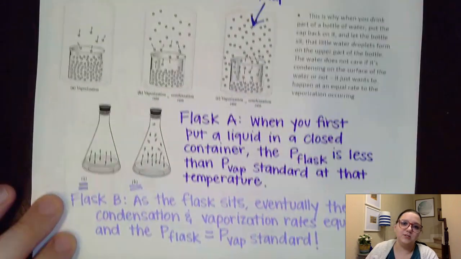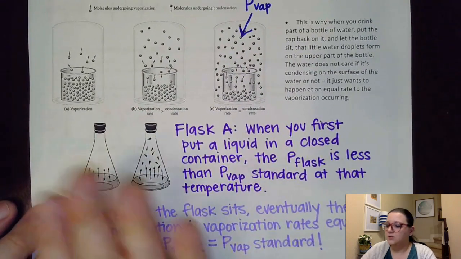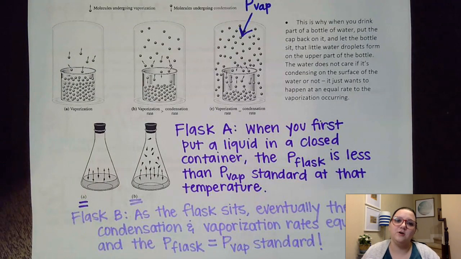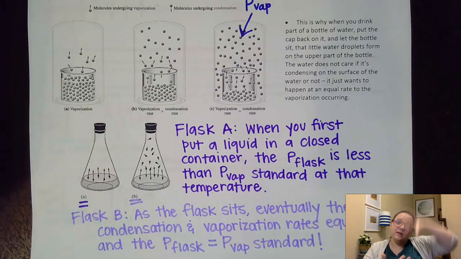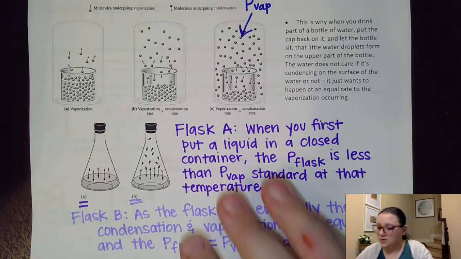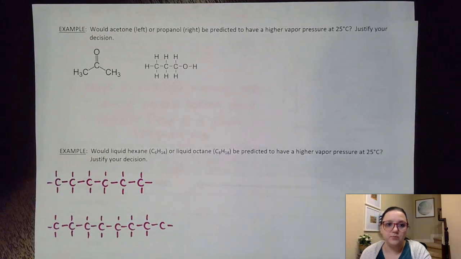One last thing I want to mention here that's kind of important about this. Notice that in every situation I've talked about here, your container is always closed. The reason why is if your container is open, eventually as that vaporization starts to take place, your liquid turning into a gas is just going to leave. It's never going to be available to turn back into a liquid, and so you'll never reach that phase equilibrium point. So it is important to have a closed container here. All right, let's go ahead and look at the next page and see some examples with this.